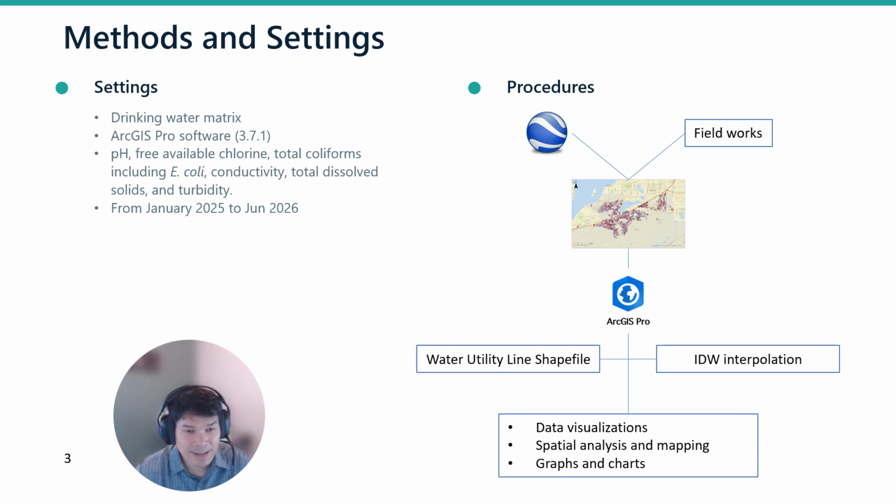After data cleaning, we use ArcGIS Pro software version 3.7.1 together with the water utility line shapefile and the IDW interpolation to create data visualization. We conduct spatial analysis for 6 parameters. You can see the spatial map of each parameter in the following slides.